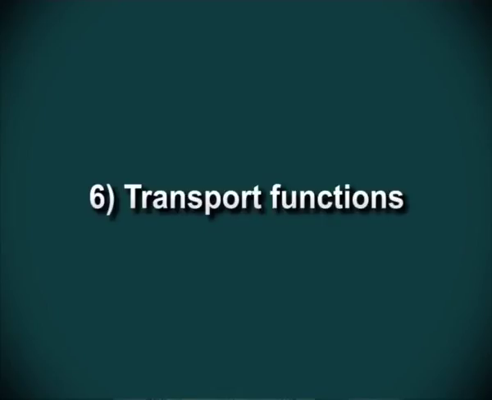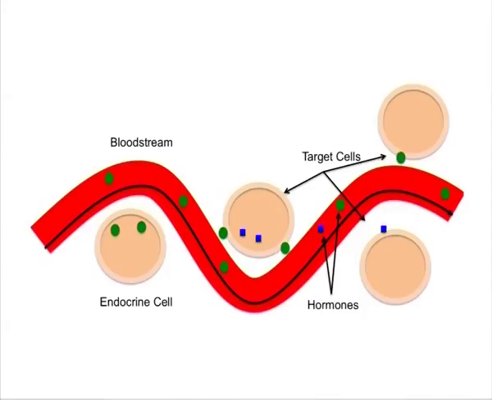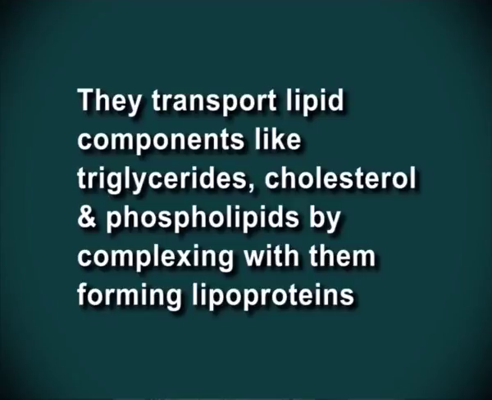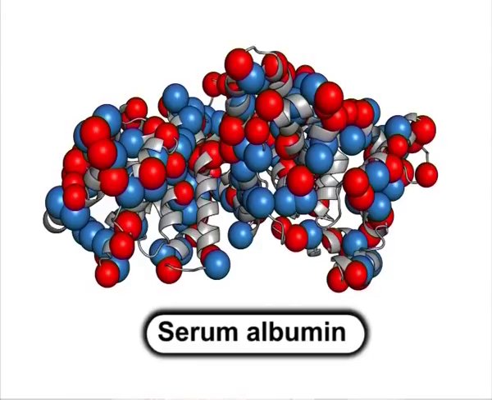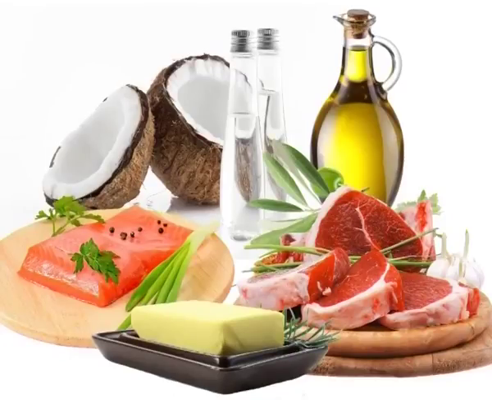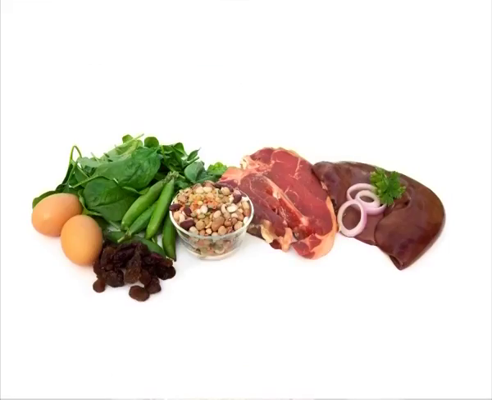The next function is transport functions. Many substances pass in and out of the cells through proteins that cross cell membranes and act as channels and pumps. Proteins also act as carriers, transporting many important substances in the bloodstream for delivery throughout the body. For example, they transport lipid components like triglycerides, cholesterol and phospholipids by complexing with them, forming lipoproteins. Serum albumin carries free fatty acids. Specific proteins act as carriers for fat-soluble vitamins. Retinol binding proteins carry retinol, that is vitamin A. Iron is stored in the liver and bone marrow as ferritin, which is a complex of iron with a protein.